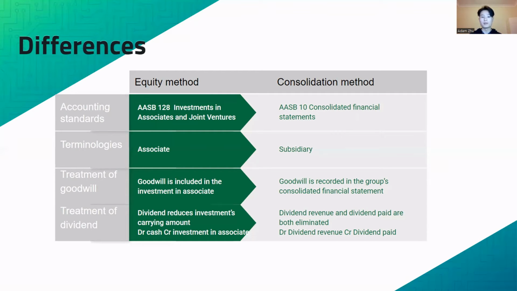also needs to be tested for impairment periodically. Also, last but not least, under equity method, distributions such as dividends from investee reduce the investment's carrying amount, with a debit to cash and a credit to investment in associate. Under consolidation method, dividend revenue and dividend paid are both eliminated with a debit to dividend revenue and a credit to dividend paid.